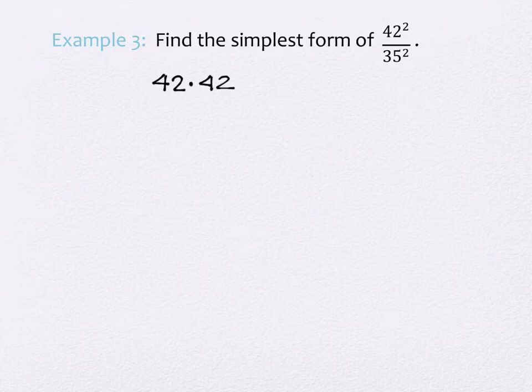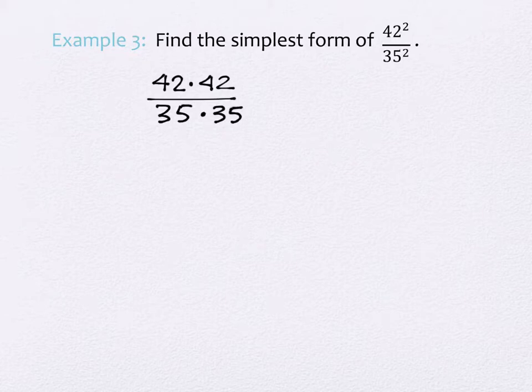On this one, sometimes I have students want to be able to cancel out squareds. But you can't, because squaring is not the same operation as multiplying the same value on the top and the bottom. So that's not a legal operation. What you can do, however, is take the 42 and write down 42 times 42, and the 35 and write down 35 times 35, and write it in a multiplication form.